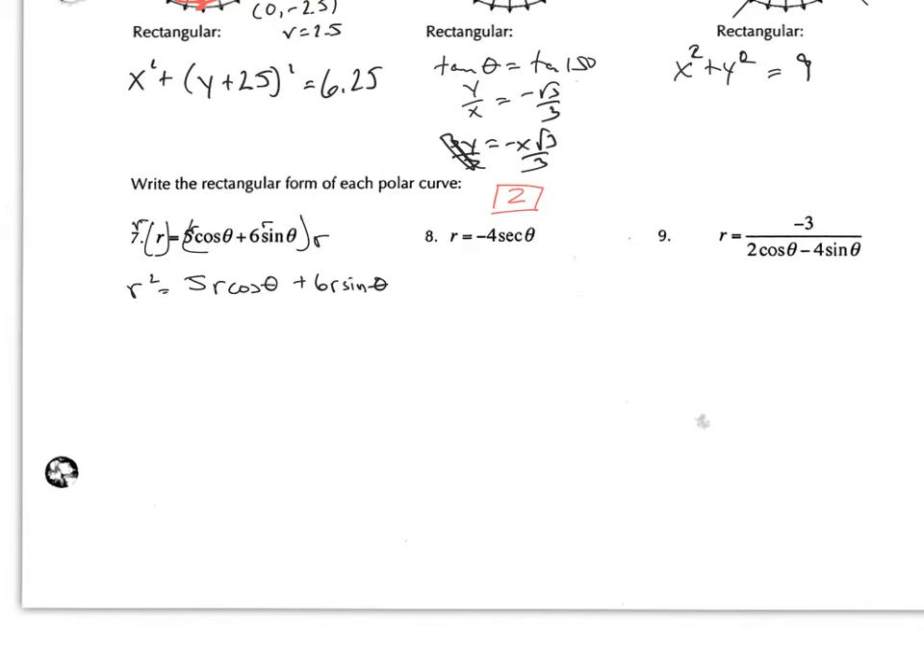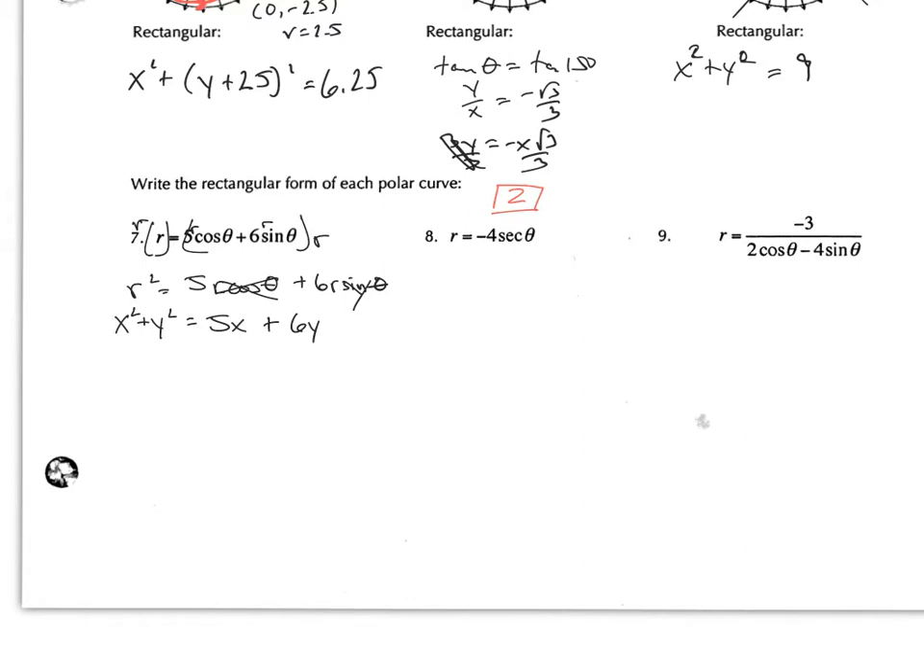R squared, of course, gets taken out and replaced with x squared plus y squared. R cosine is x, r sine is y, so now we have 5x and 6y. If you couldn't tell it was a circle before, now you should be able to, because you have 1x squared plus 1y squared. Same coefficients, plus sign in between the x and the y squared. So when you have a circle, you're going to have to complete the square.